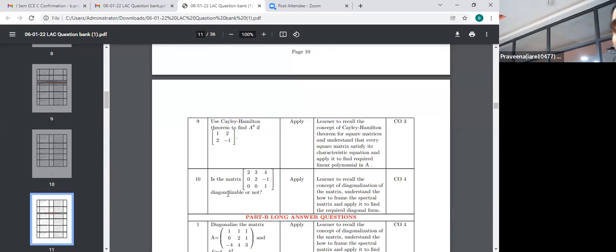Next, 10th question: is the matrix 2, 3, 4, 0, 2, minus 1, 0, 0, 1 diagonalizable or not? Same as what I discussed in the previous problem, the same method for the 10th question also. Those are the critical thinking questions.